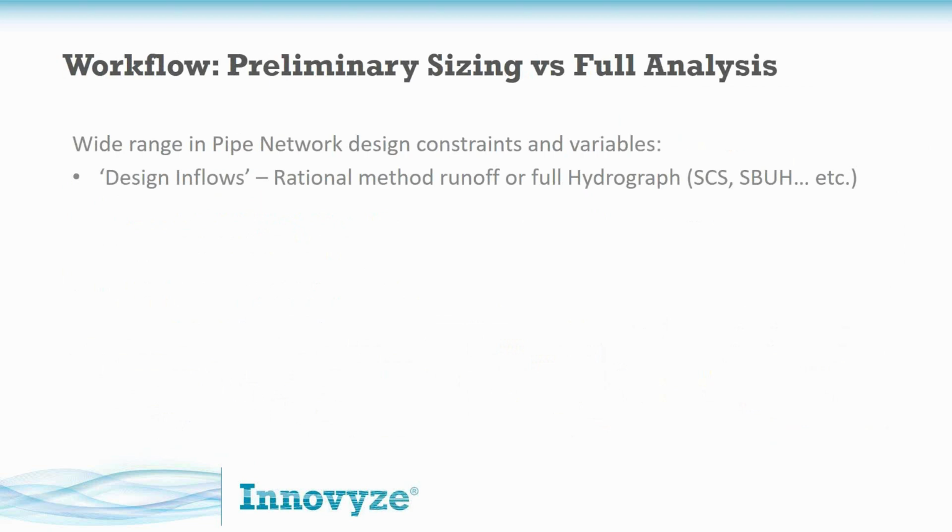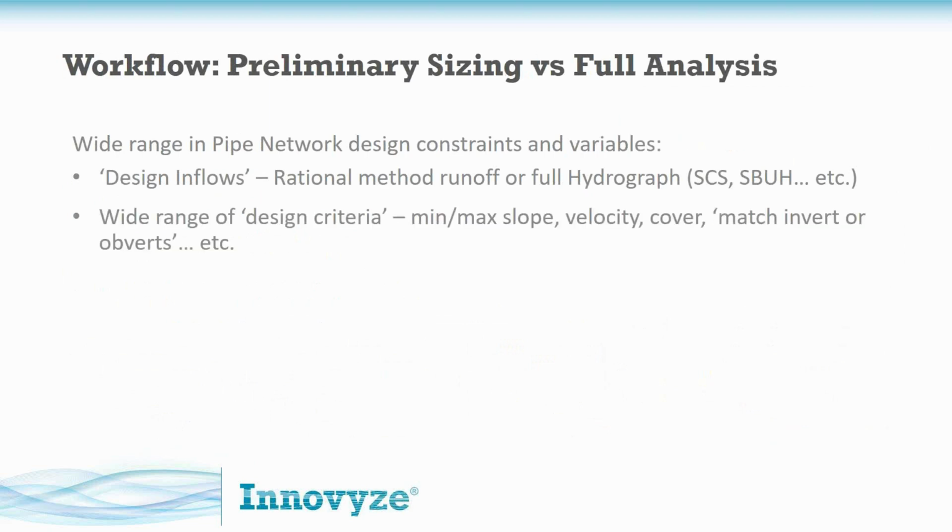I mentioned a couple examples, SCS, Santa Barbara urban hydrograph method. There's a number of full hydrograph procedures. But is the inflow that is the main design constraint for a network sizing, is that static, is that rational, or is that a full hydrograph? That's where the split really begins.